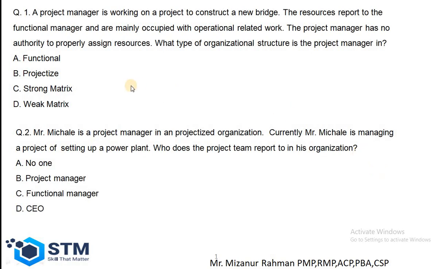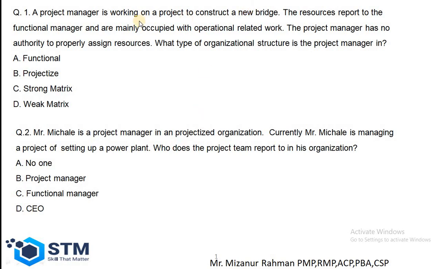If you look at the first question here, the project manager is in an organization working on a project to construct a new bridge. The resources report to the functional manager and are mainly occupied with operational related work. The project manager has no authority to properly assign resources. What type of organization structure is the project manager in?